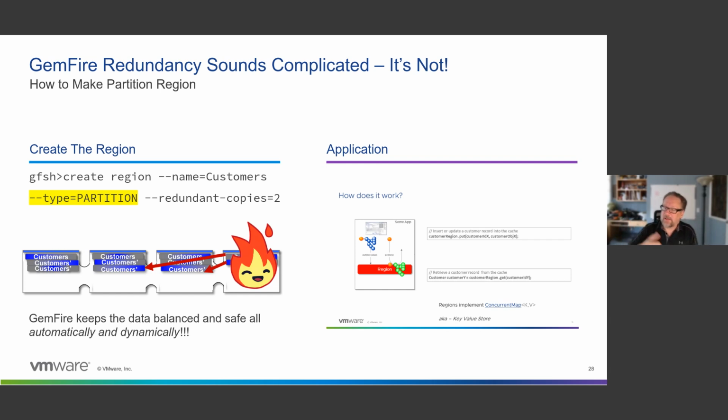Hey, we're at near capacity. We're running out of RAM. We're running out of disk. We're running out of CPU. So anyway, GemFire keeps it all safe and balanced, everything automatically and dynamically.